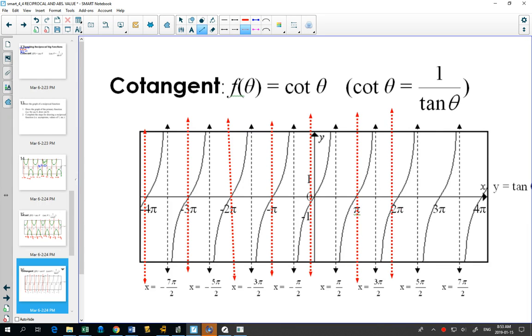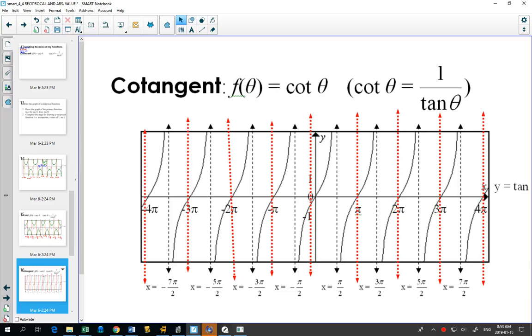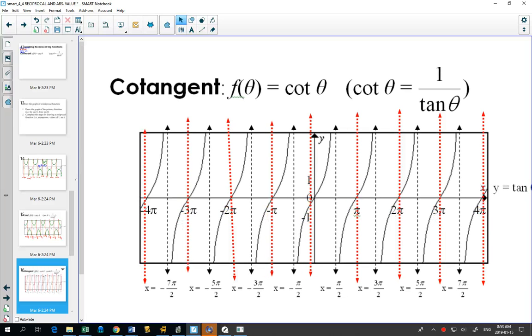I'll straighten these out. That one there. That one's good. Oh. Perfect. Okay.